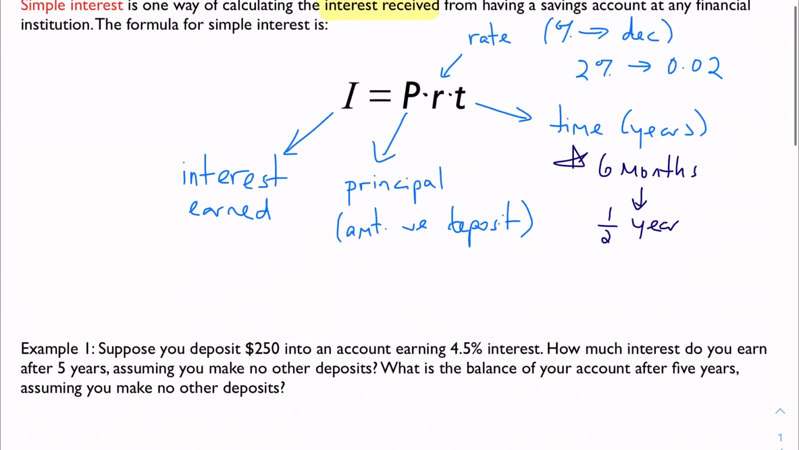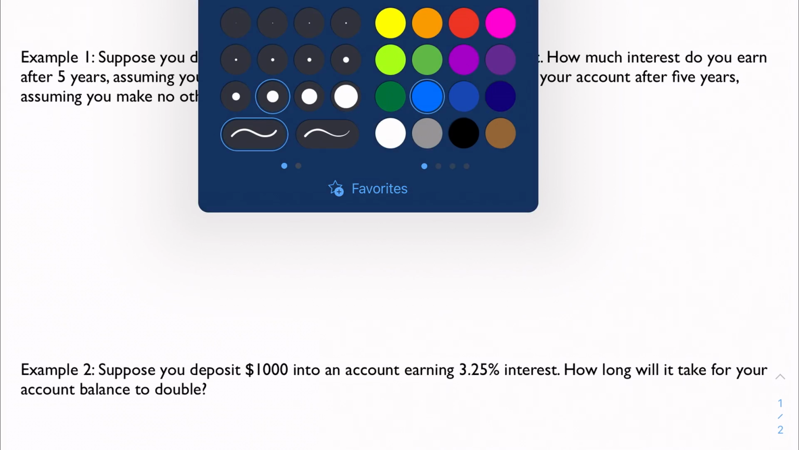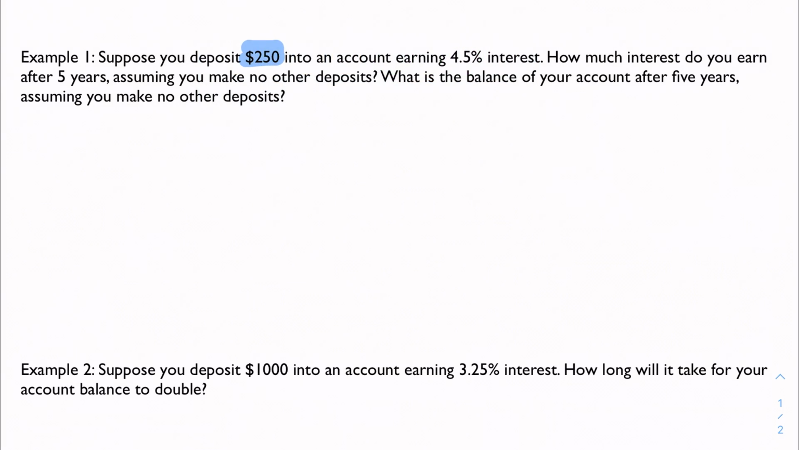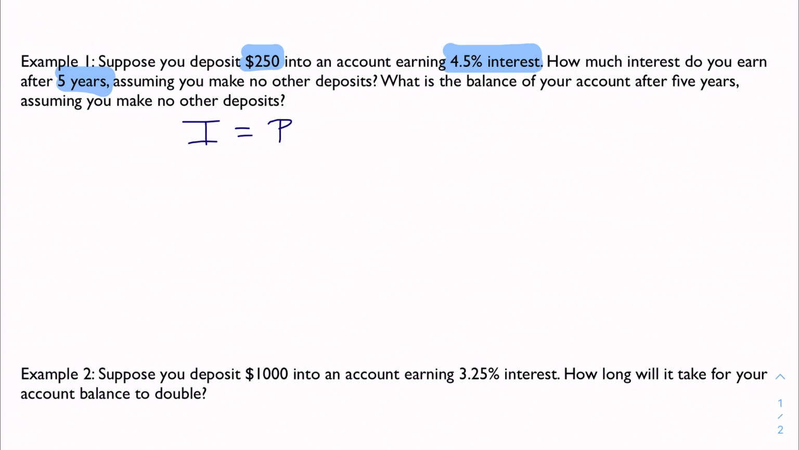So let's just look at a couple quick examples, because I know this is something we've probably seen already. Suppose I deposit $250 into an account that earns 4.5% interest, and I want to know how much interest I earn after 5 years. We'll look at the second part of this question in a second. I'm going to start with I equals PRT.